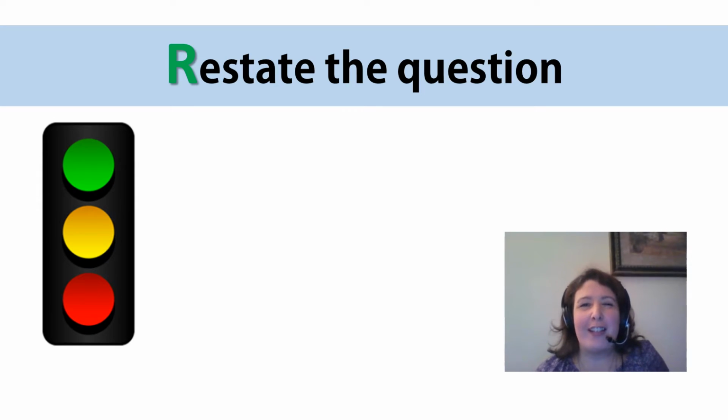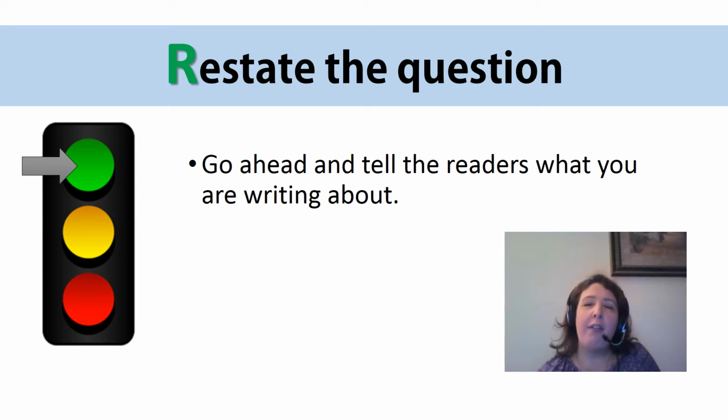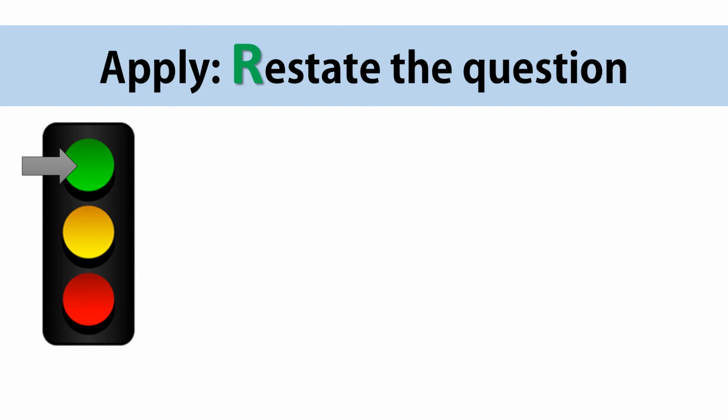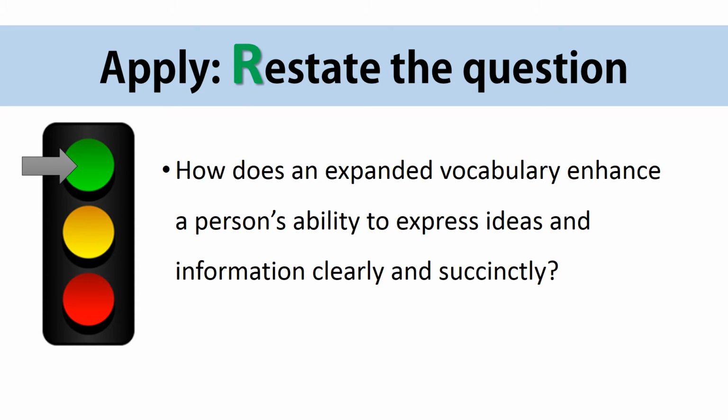When we think of RACES, that first R is restate the question. We're going to use that green light and go ahead and tell the readers what you're writing about. This is going to be your topic sentence when you are writing. So let's apply that strategy right away and start with our question.